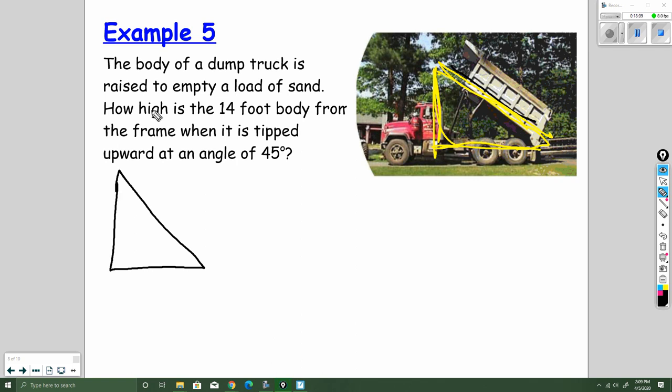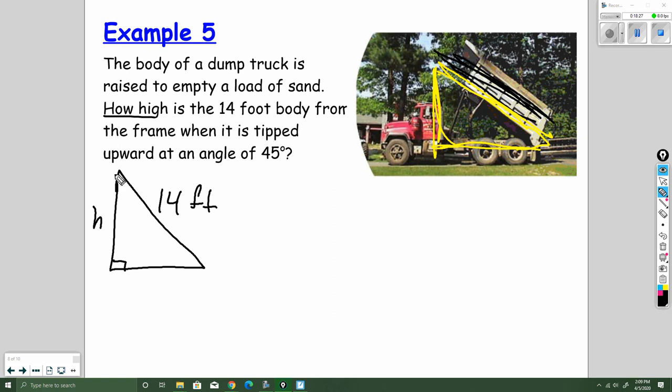Okay, it's asking how high is the 14-foot body? It's talking about this. This is 14 feet long. That's talking about the hypotenuse. And remember, it's asking how high. It's asking for the height. So that's going to be what we're looking for. So that's how we know that that's not 14.